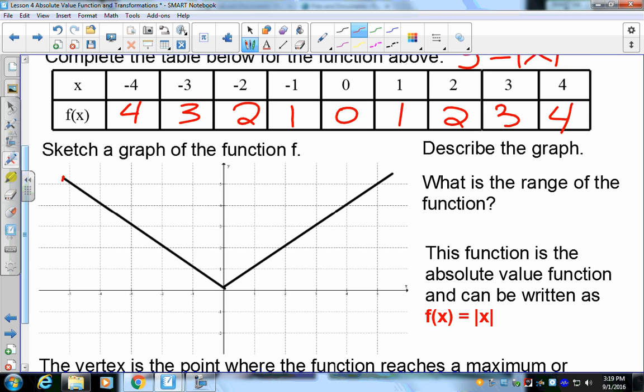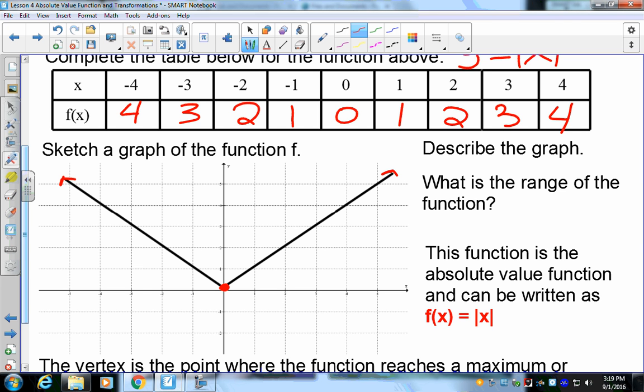So take a look at my graph. If you notice, I have a V shape. Our graph is a V shape. It's two rays to be exact, where they meet at our vertex, which in our parent function is at the origin, 0, 0. So our domain, we said, is all real numbers because we could substitute any x value we want into it, positive x or negative x.